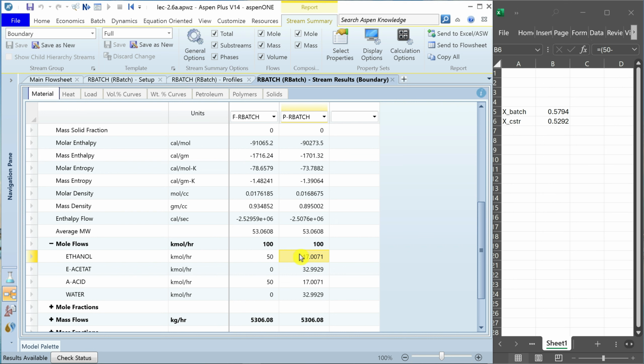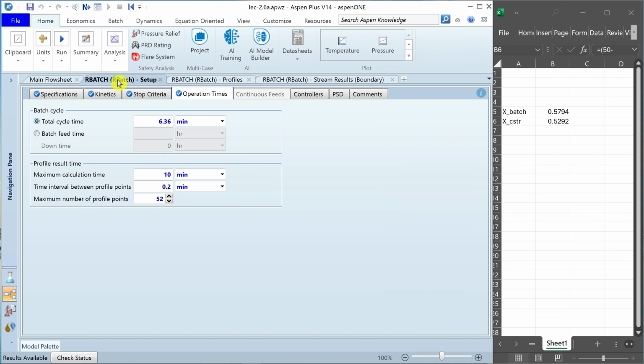This clearly means that increasing the cycle time does not alter the reaction conversion. So Aspen strictly follows the reaction time as provided in the stopping criteria, and increasing the cycle time directly increases the batch feed time. Let's play with the batch feed time.